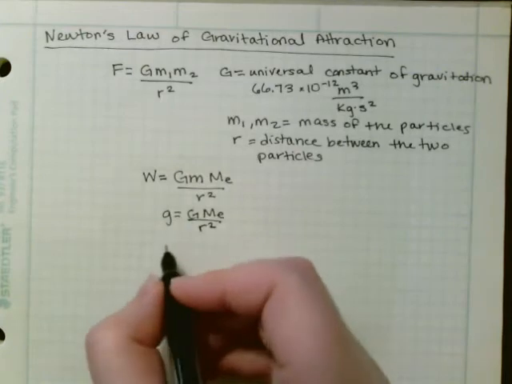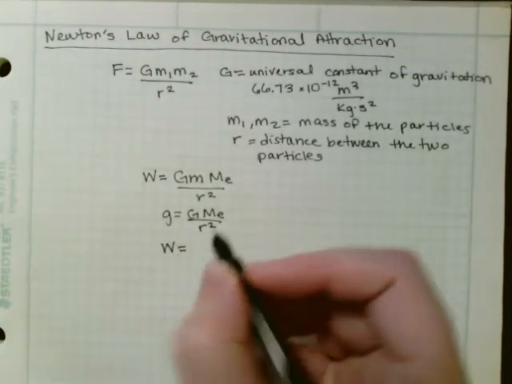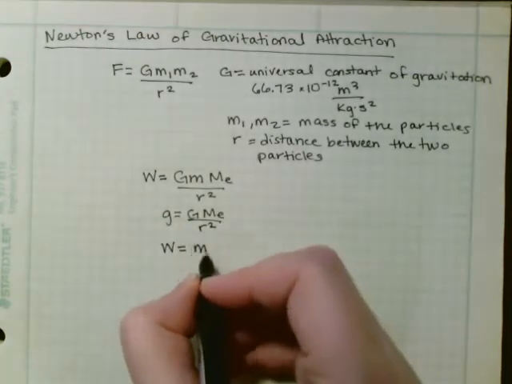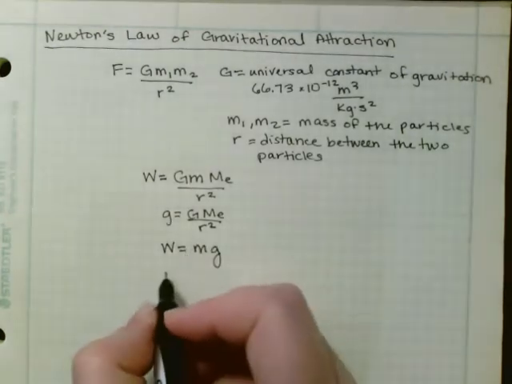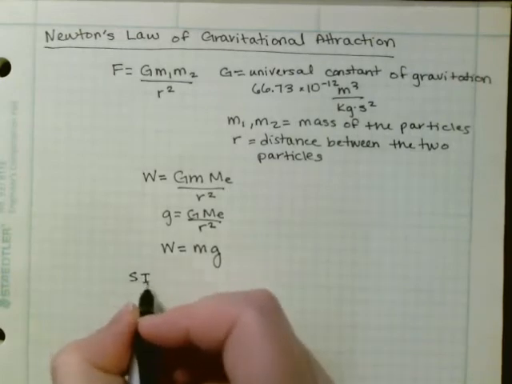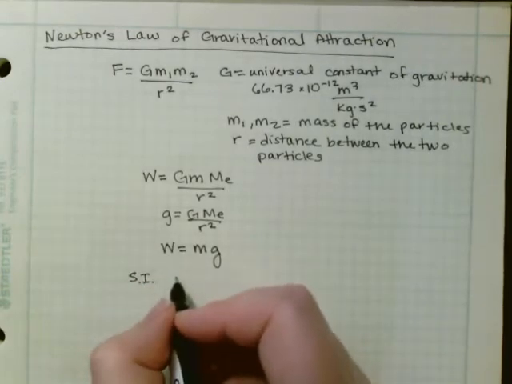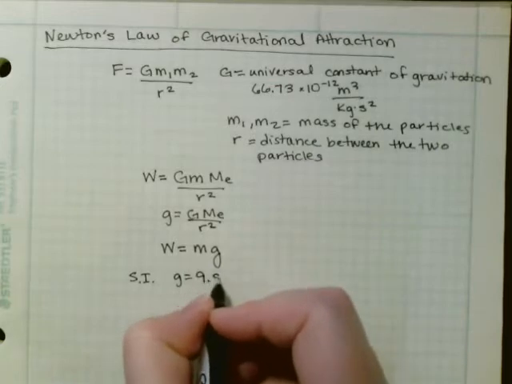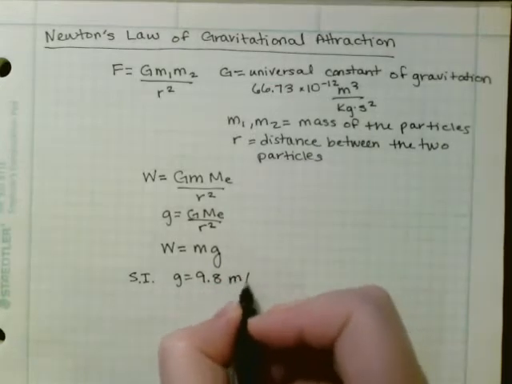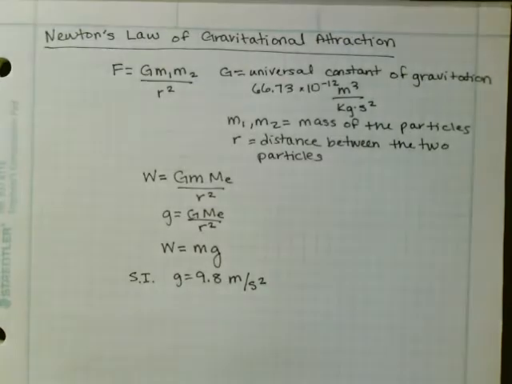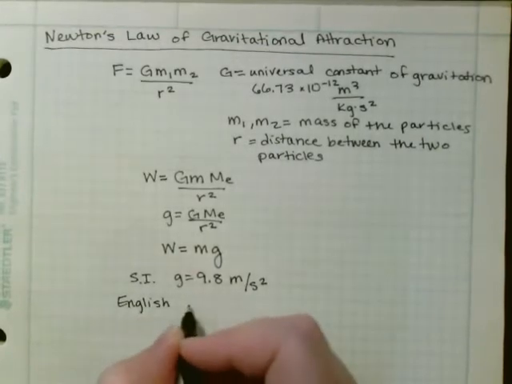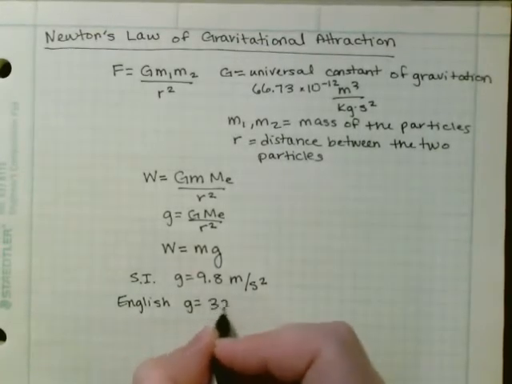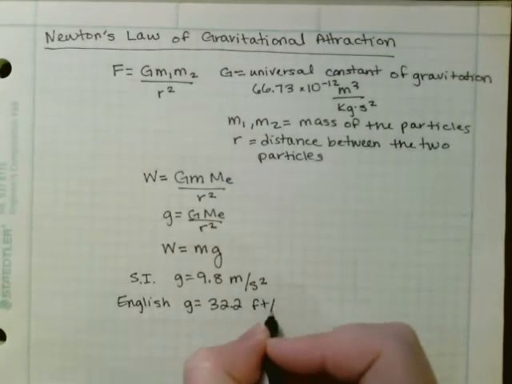And that's going to give us the equation, the weight of an object is its mass times the gravitational acceleration. So in SI, g is equal to 9.8 meters per second squared, and that's what you're going to be using in all your problems that have to do with SI units. And now in English units, g is equal to 32.2 feet per second squared.